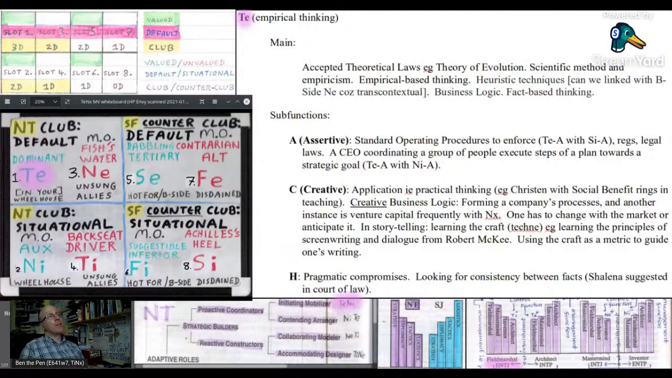So you can see that I've added to this description of TE with the creative business logic, forming a company's processes. Even a creative subtype of ESTJ can do that, not just by the book. But in the case of ENTJ, in comparison with ESTJ, ENTJ is sort of by default utilitarian. So utilitarian means adaptive, because all rationals are somewhat arrogant in wanting to do something their own way.